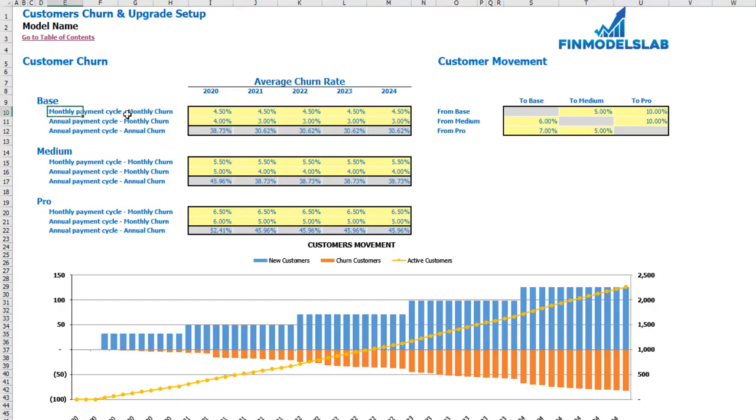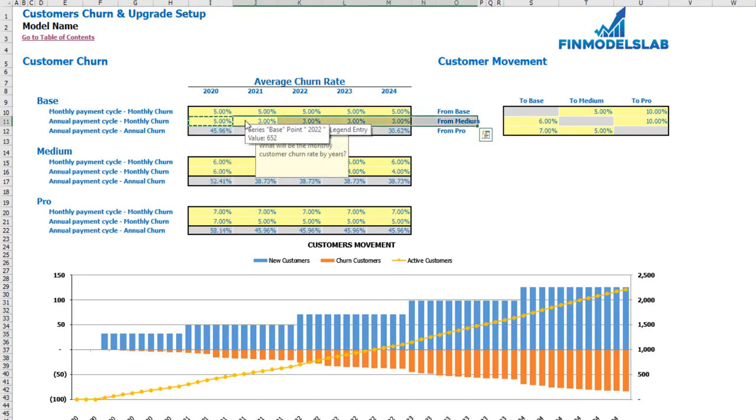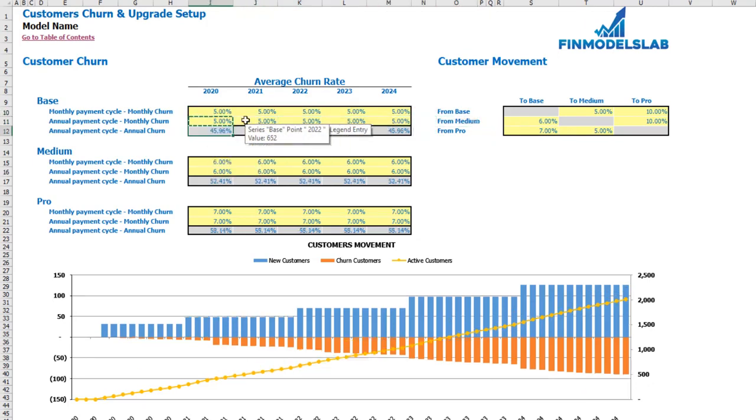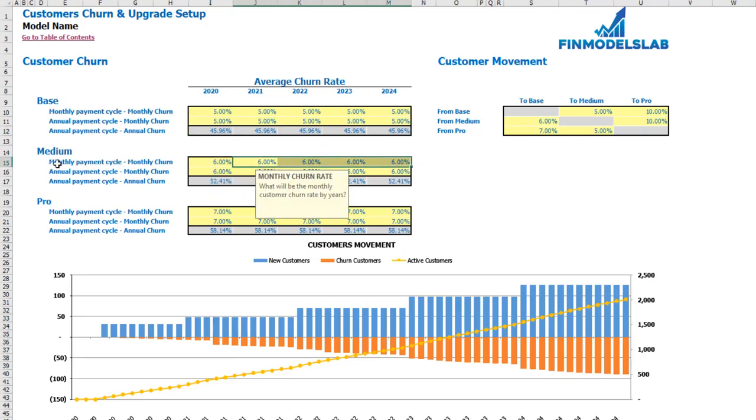So for monthly payment cycle, if you input 5%, this will be 5% per month. But if you input 5% for annual payment cycle, it will convert to the annual churn, which is 45.96% of churn. So the same way you can input for medium and pro, also broken down by years and broken down by monthly payment cycle and annual payment cycle.